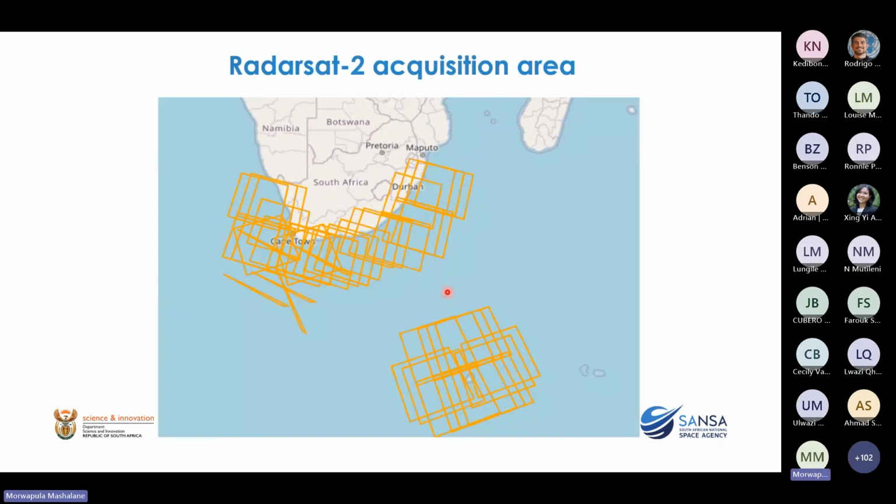We do have an archive of RADARSAT-2 active SAR data. For RADARSAT-2, the area that we have is over the South African EEZ and over Marion Island. Mostly this data was used for the project that we call the SMS, where they were monitoring our coastline for any illegal activities.